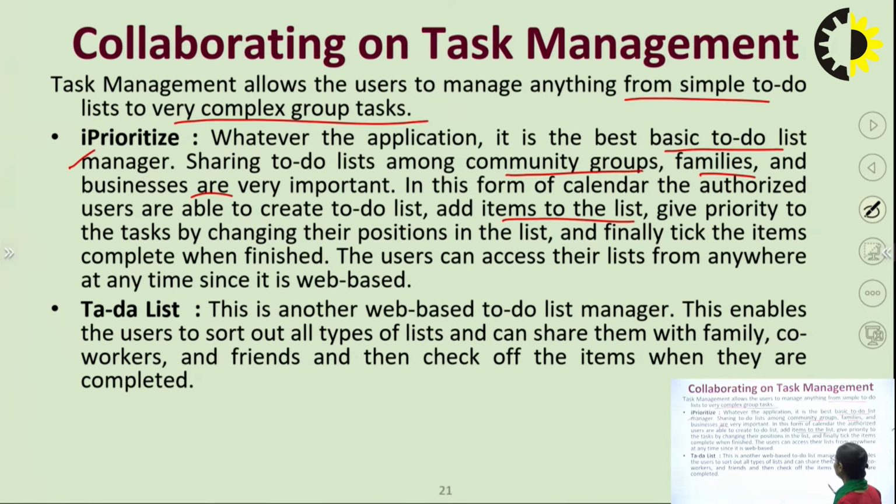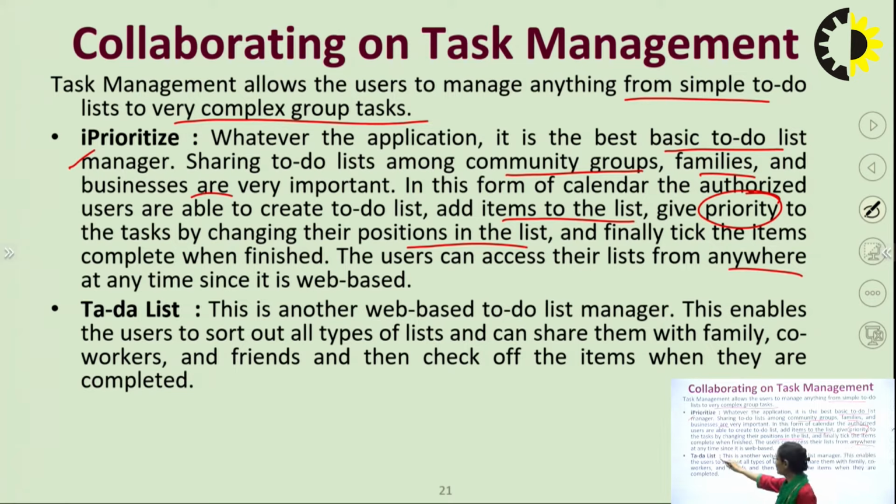You can also give priority. For example, in a whole day you want to perform 4 tasks and you need to give priority, saying, okay, task number 3 is the priority one. Then in that case, you can change their position in the list and finally tick the items complete when finished. The users can access their list from anywhere, anytime, because it is web-based.